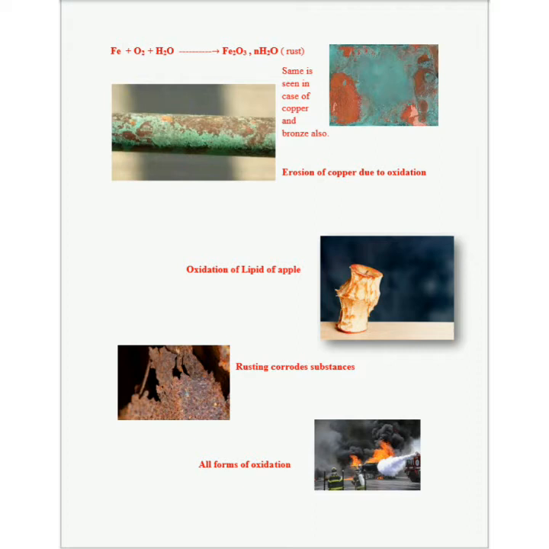Long exposure of materials such as bronze and copper can also result in corrosion, that is oxidation, that you can see in the picture, along with some other examples like a rotten apple, which is the oxidation of its lipids, and all are forms of oxidation.